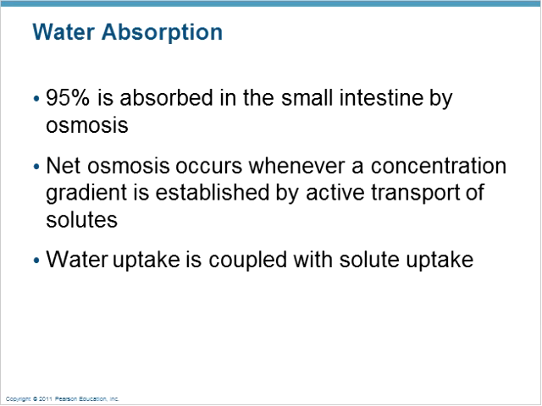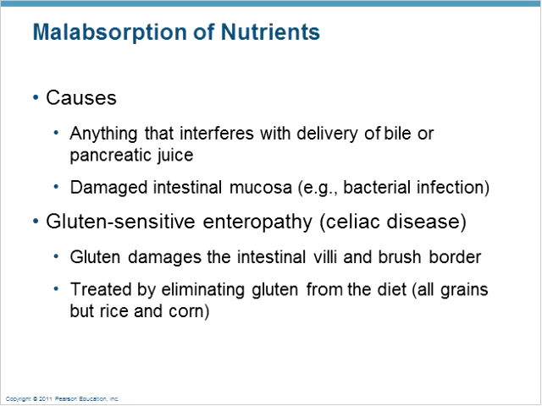90% of water is absorbed in the small intestine by osmosis. The net osmosis occurs whenever a concentration gradient is established by active transport of solutes, and the water uptake is coupled with that solute uptake.